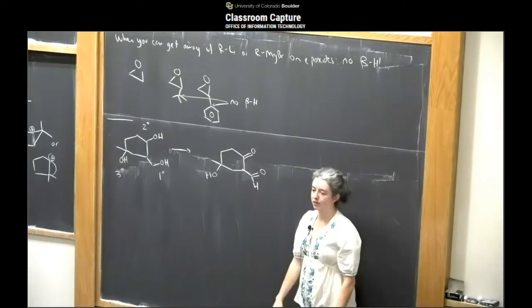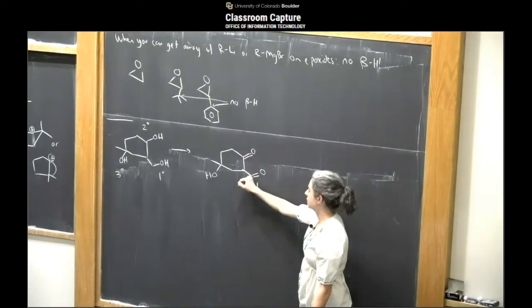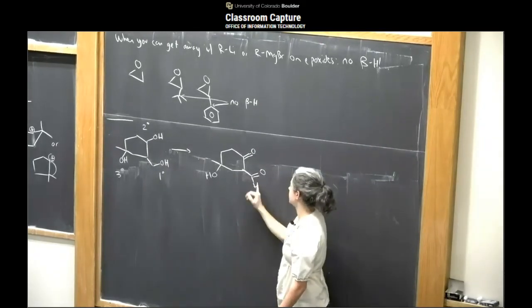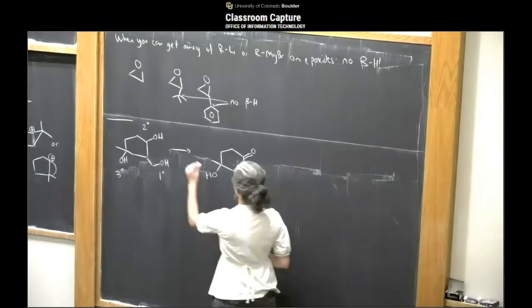Primary is pretty much the bigger differentiator between what oxidizer you want to use. So in this case, I'm only going from 1 bond to oxygen up to 2 bonds to oxygen. So what kind of oxidizer would I want for that? PCC, good, yep.